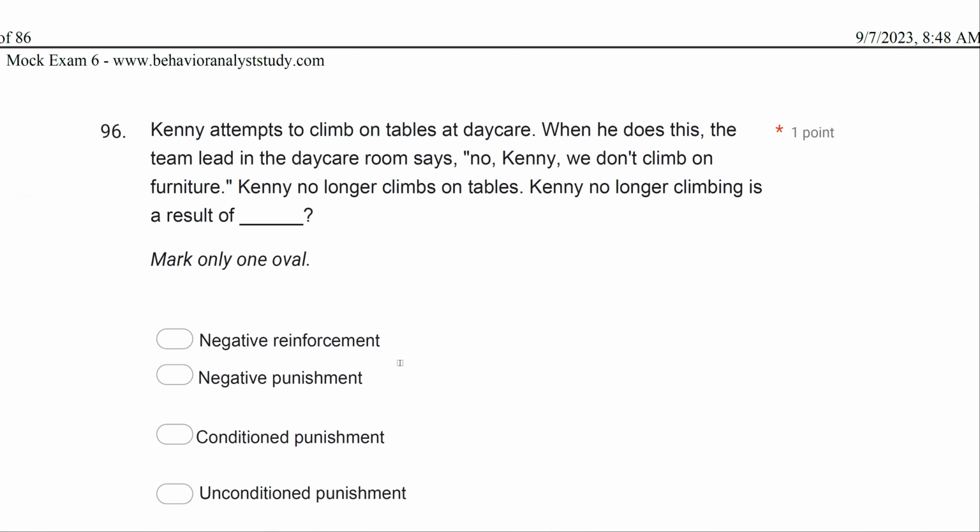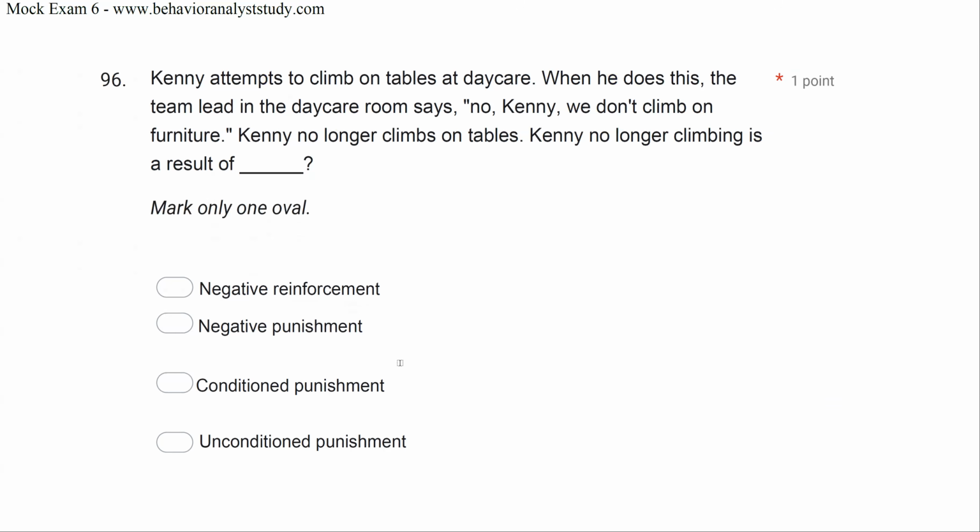96, Kenny attempts to climb on tables at daycare. He does this. The team lead in the daycare room says, "No, Kenny, we don't climb on furniture." Kenny no longer climbs on tables. Kenny no longer climbing is a result of what?